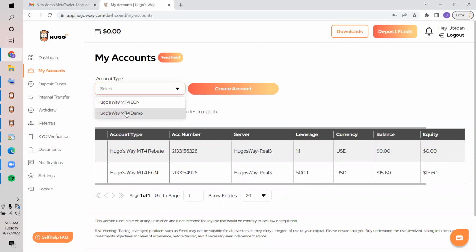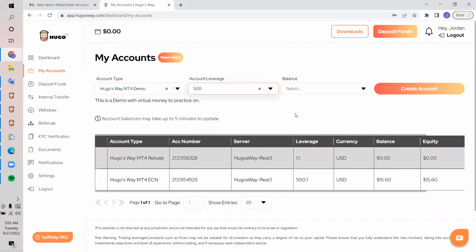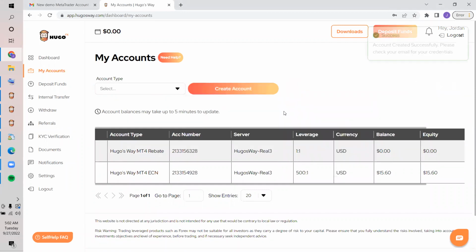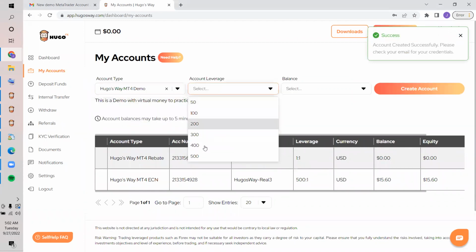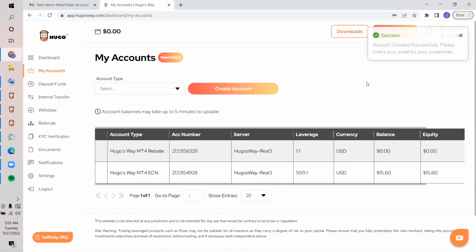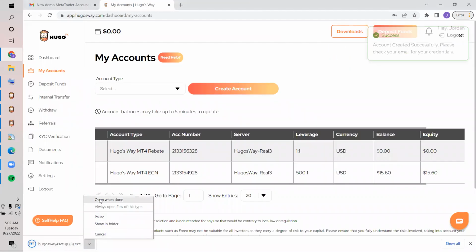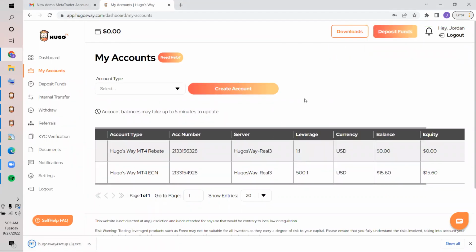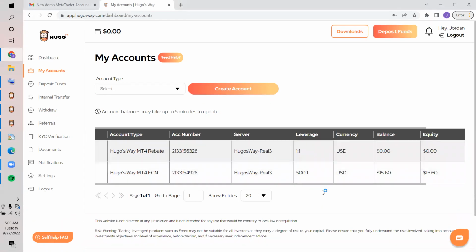So my plan is I am creating two demo accounts. As we can see right here, I've got two demo accounts that I just created. We're going to get another instance of the Hugo's Way MetaTrader 4 terminal platform downloaded onto my computer, and we're going to go ahead and get that installed.